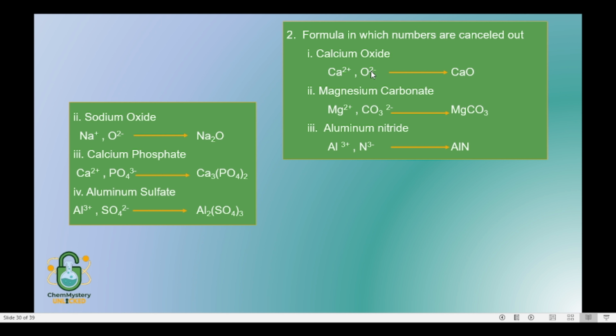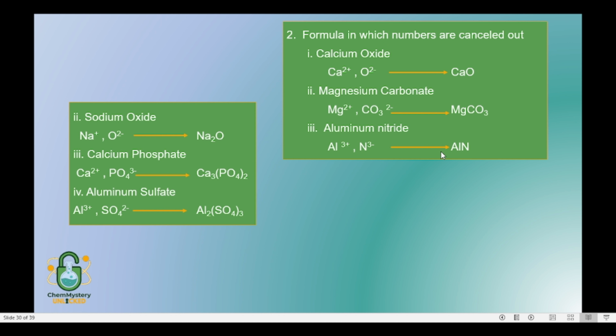Now magnesium carbonate. Magnesium has a charge of 2 plus. Carbonate has a charge of 2 minus. So we just cancel these two, and it comes out to be MgCO3. Now aluminum nitride. Al has a charge of 3 plus and nitride has a charge of 3 minus. So we just cancel these out. It comes out to be AlN.